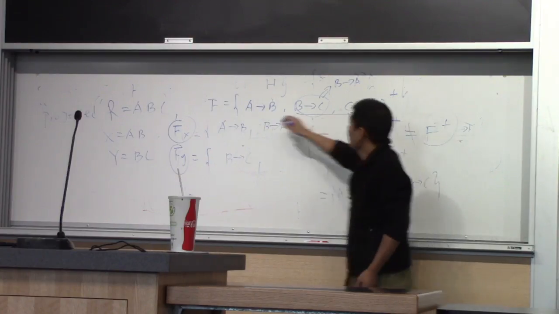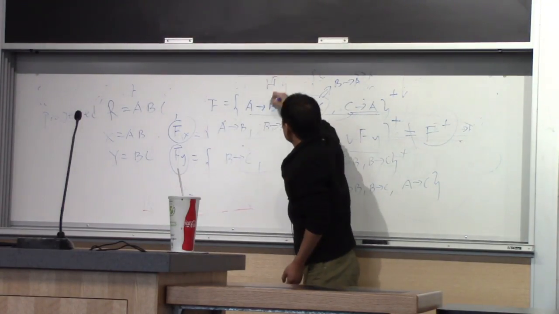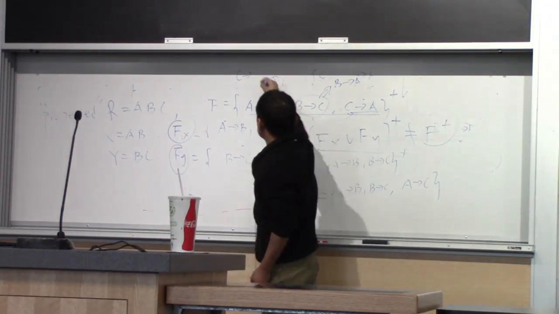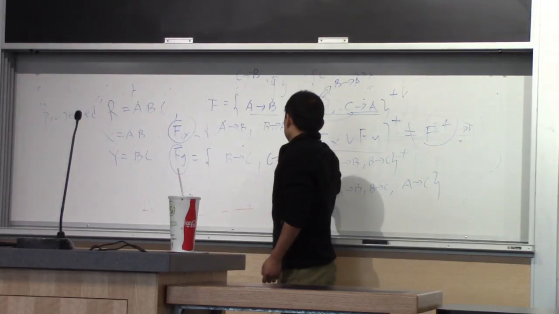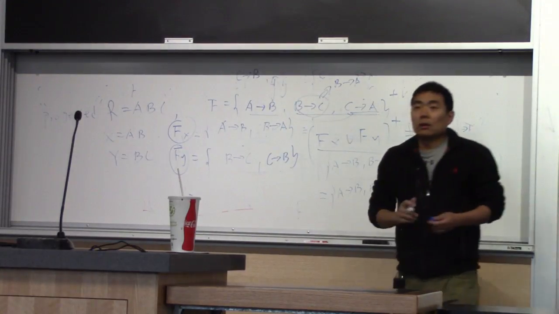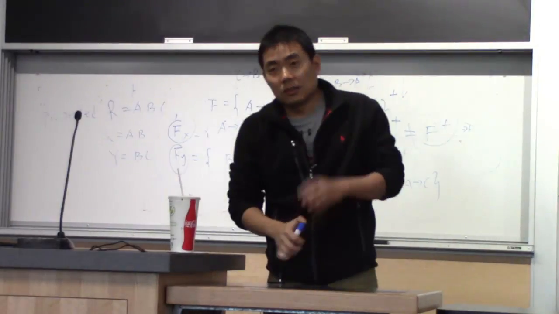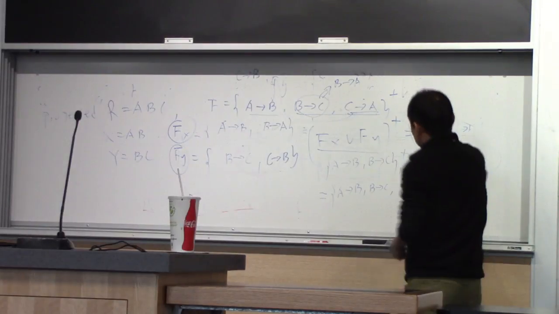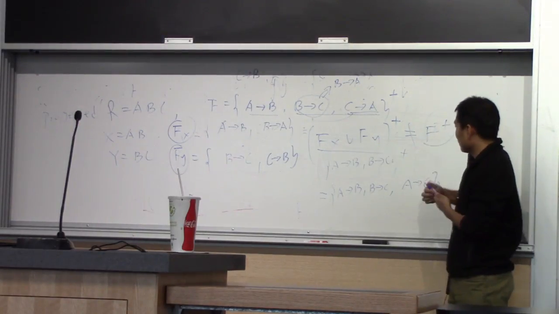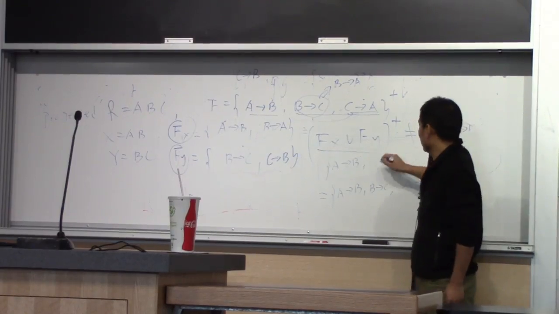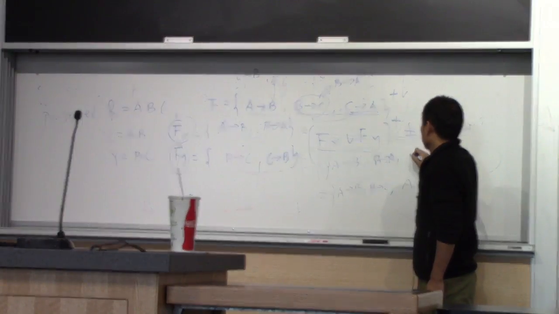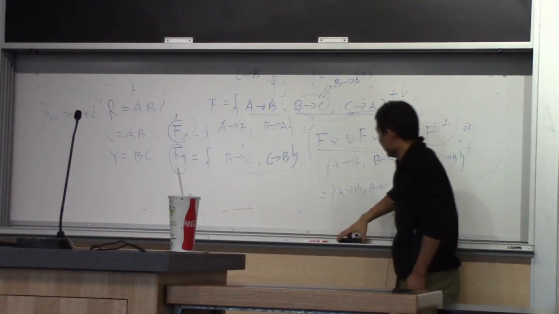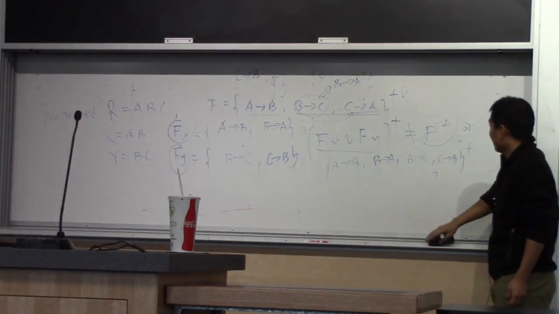Well, C determinant A and A determinant B, these two give you C determinant B. Okay? Do you follow me? Now let's do this check. Now if the union is equal to the closure, you have to check: is the closure of this equal to F closure?